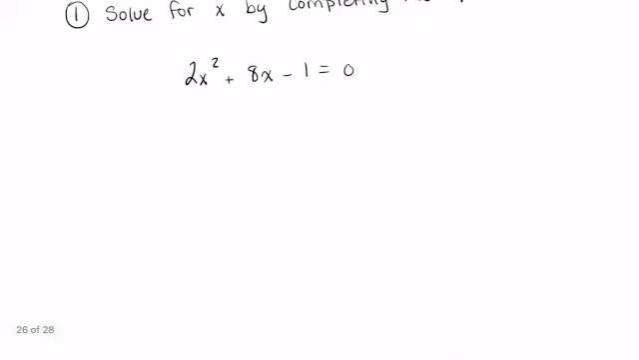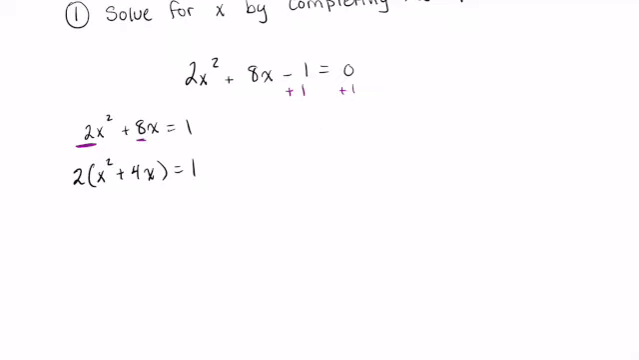So in my first example, I have to solve for x by completing the square of 2x squared plus 8x minus 1. Well, again, I'm going to move those constants away from my variables. That's going to give me 2x squared plus 8x equals 1. Then I am going to factor the a term from a and b. So I'm going to pull out that 2. That gives me x squared plus 4x equals 1.